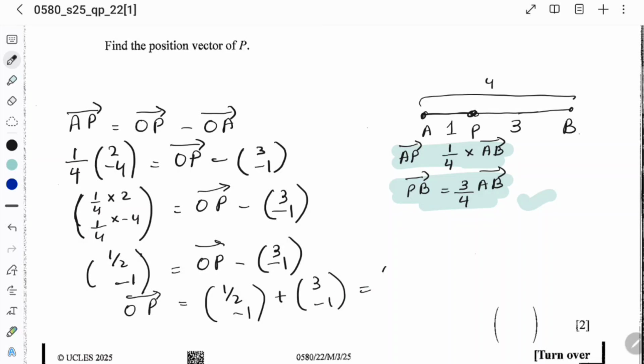If I add it, 3 plus half will become 3 whole 1 over 2, or 7 over 2, or 3.5, whatever you want you can write down. So 3 whole 1 over 2, and this is minus 2. This is the coordinate of P.